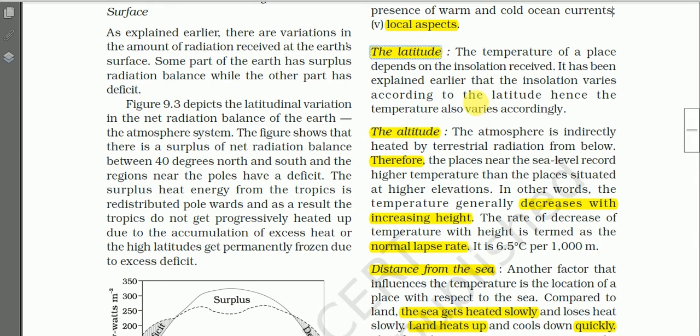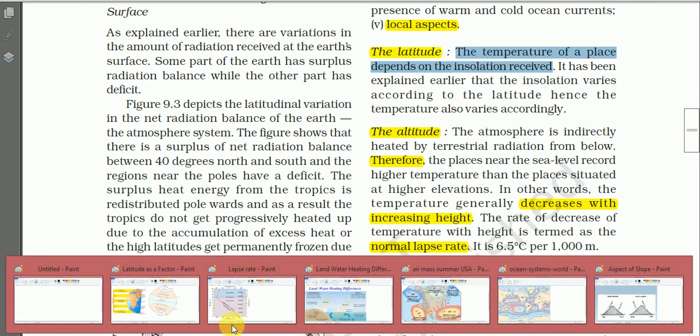The temperature of a place depends on the insolation received. It has been explained earlier that insolation varies according to the latitude, hence temperature also varies accordingly. In the previous lesson we learned that insolation, the amount of incoming solar radiation, varies from latitude to latitude, and that is why temperature also varies accordingly. So let us see one diagram.